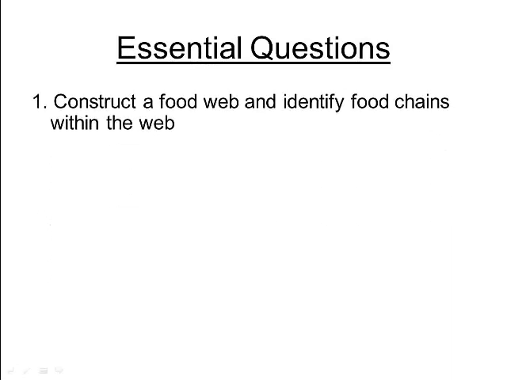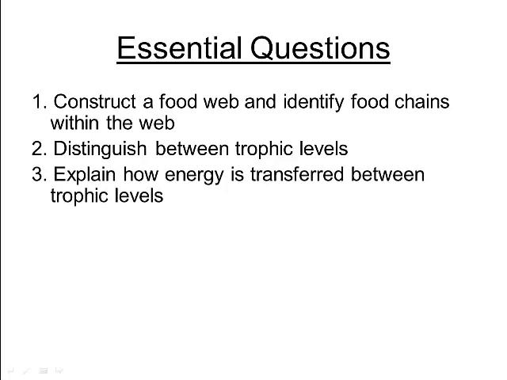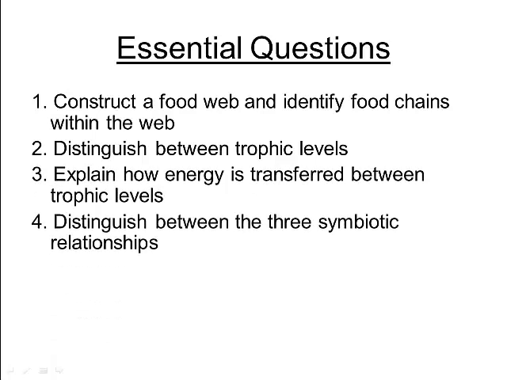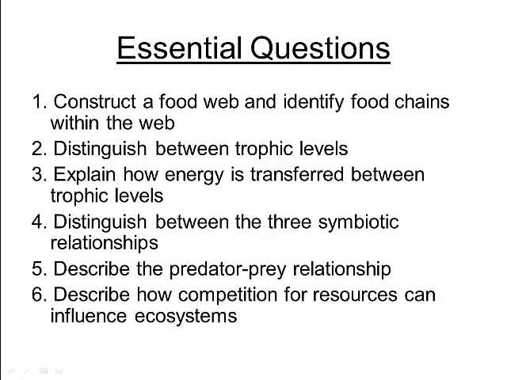So for this standard, you will be able to construct a food web and identify all of the food chains that are in that web. You'll be able to distinguish between the different trophic levels that exist in a food web. You'll explain how energy gets transferred between the trophic levels. And then in the second podcast, you'll distinguish between 3 types of symbiotic relationships, and you will be able to describe the predator-prey relationship.